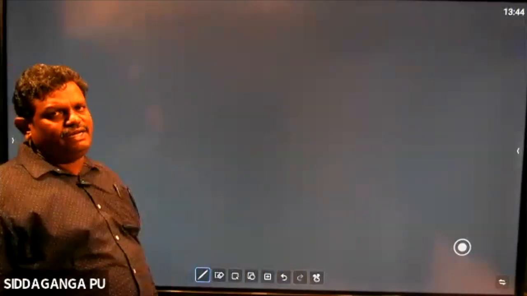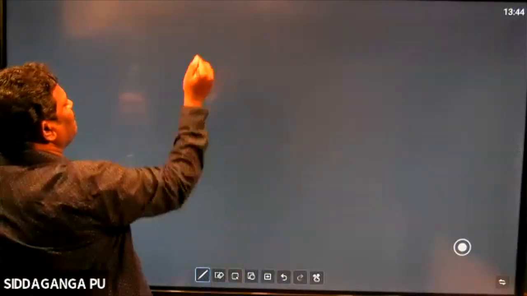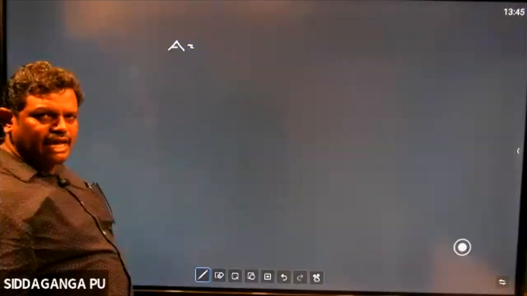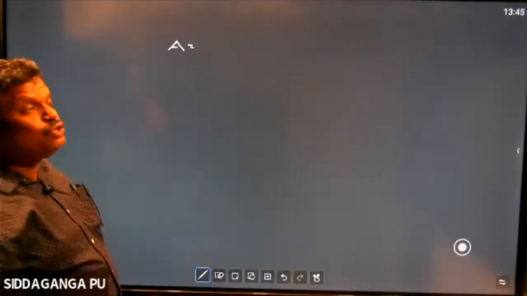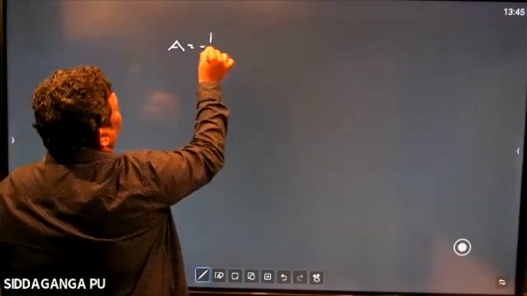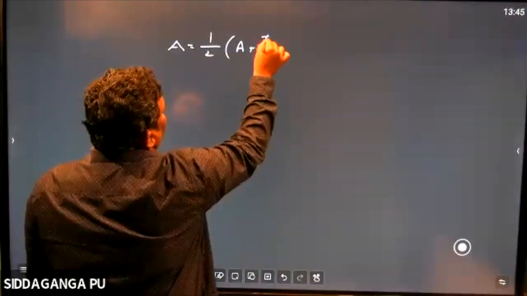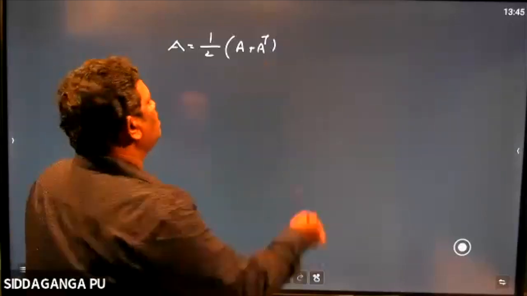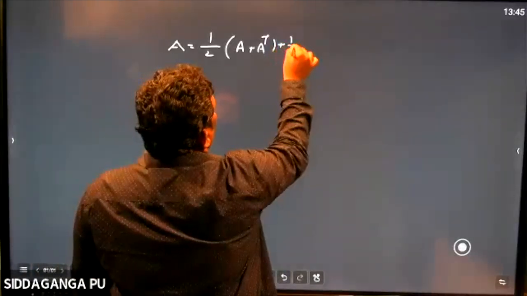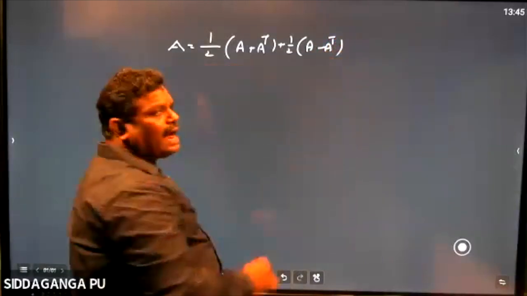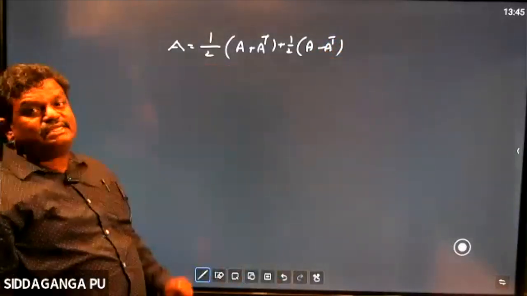That is also important for CET. Given any one matrix, capital A, this matrix can be represented as a symmetric and skew symmetric part. Then what would happen here? Half into A plus A dash, or A transpose, plus half into A minus A dash. If we add these two, again we get the same matrix.